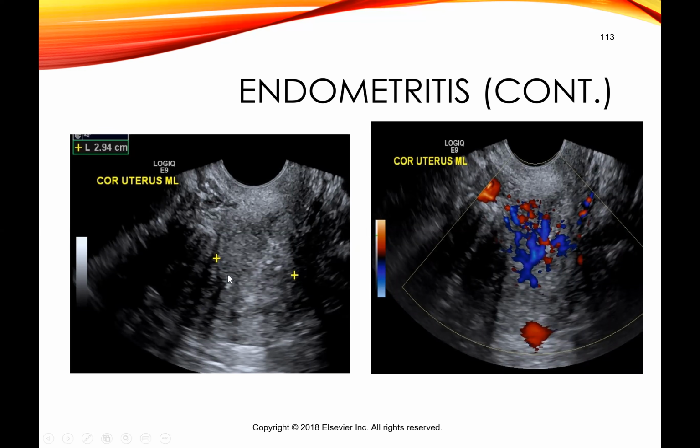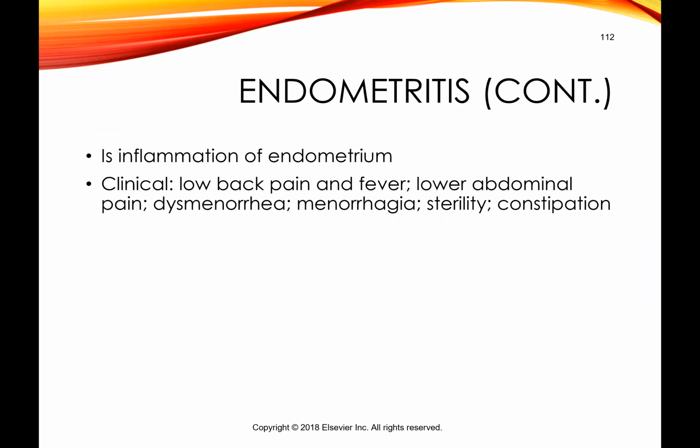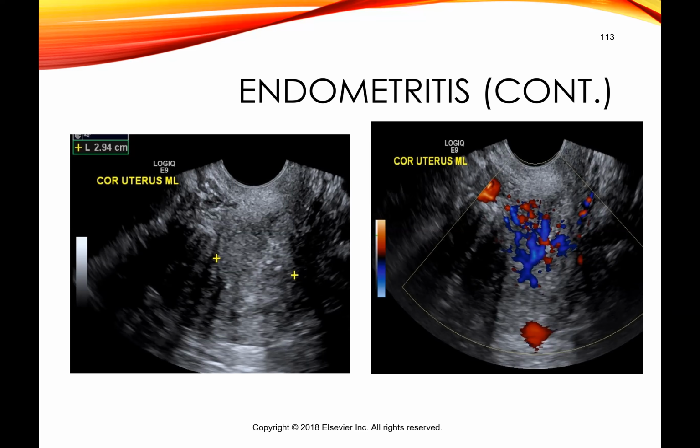This is the weird looking endometrium. It's thickened. It has tons of vascular flow. It's irregular. It's hard to define. The patient's probably complaining of back pain and fever. Their white blood cell count is probably up.